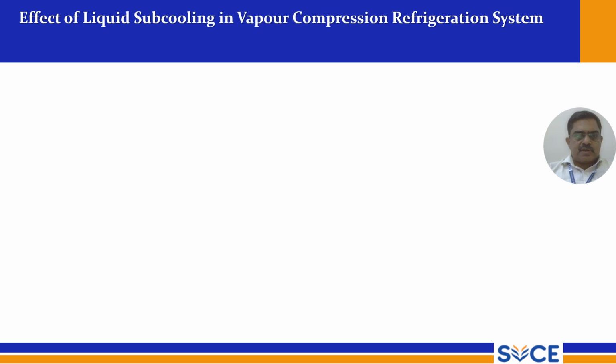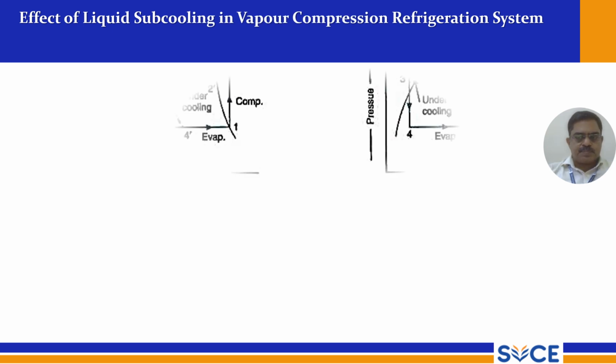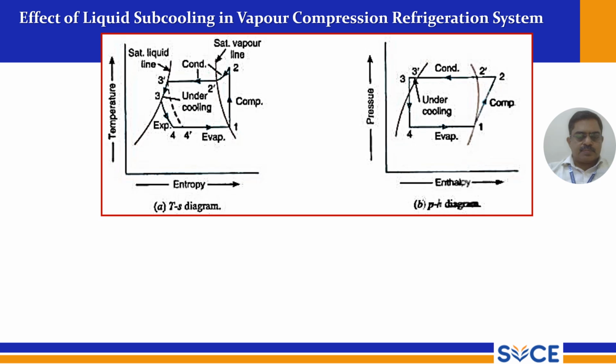So next is effect of liquid subcooling in vapor compression refrigeration system. This is the diagram. You can see here the TS diagram and PH diagram. This is the pressure enthalpy diagram, and you can see here there are dotted lines. These lines represent the actual cycle.